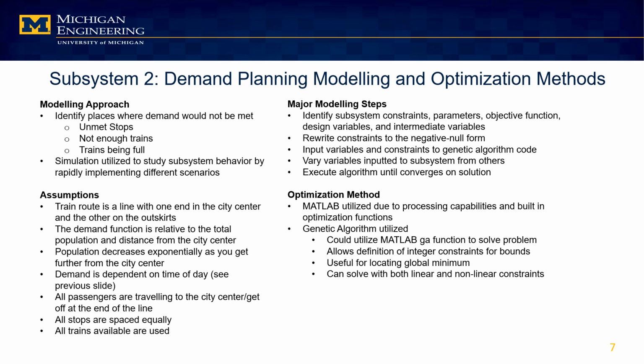We did follow major modeling steps that were outlined within the course, which also involved taking the constraints and writing them in the negative null form so that we could then input them to our genetic algorithm code and execute it until we converged on the solution. We decided to use MATLAB for this due to its processing capabilities and built-in optimization functions, one of which was the genetic algorithm function, which allowed us to define integers for constraints of bounds, was useful for locating global minimum, and can be used to solve both linear and nonlinear constraints.